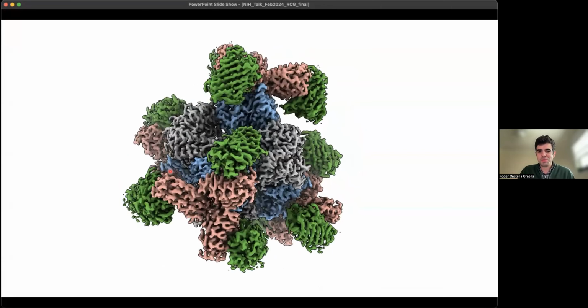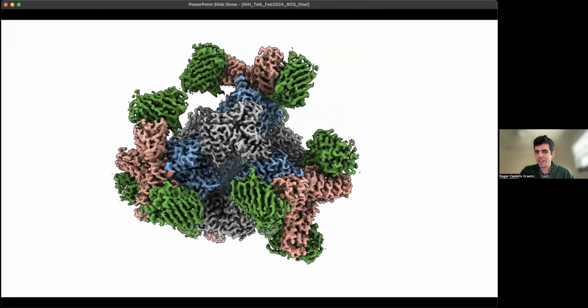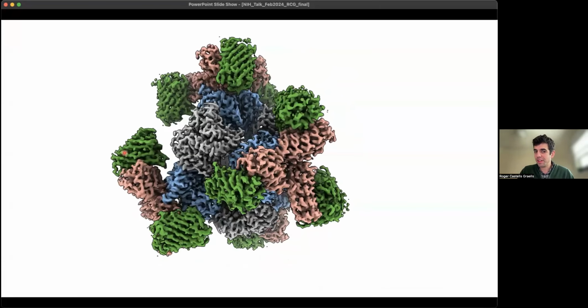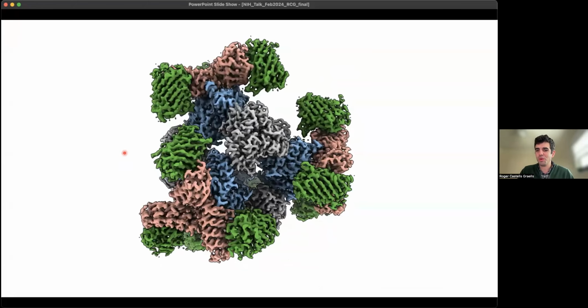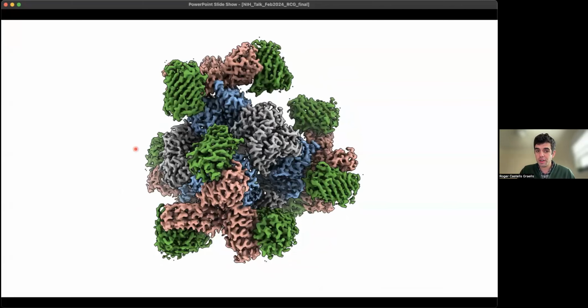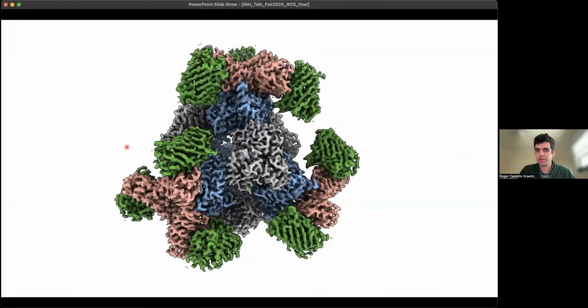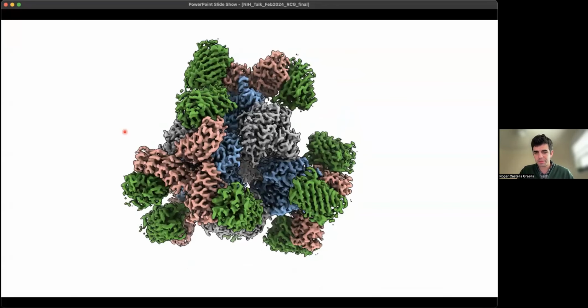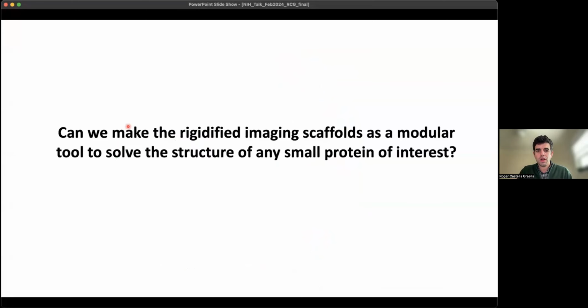So this is pretty cool, and we all like GFP because it's green, it's fluorescent, it's easy to work with. But the question is, could we use this technology for other proteins, for other targets of interest? So could we potentially use these imaging scaffolds as a modular tool to solve the structure of any small protein of interest? The answer is yes.